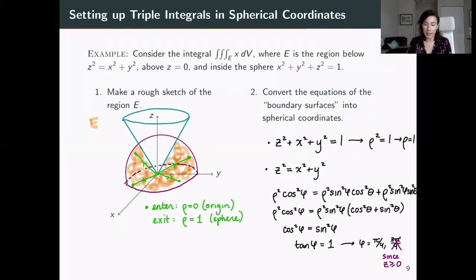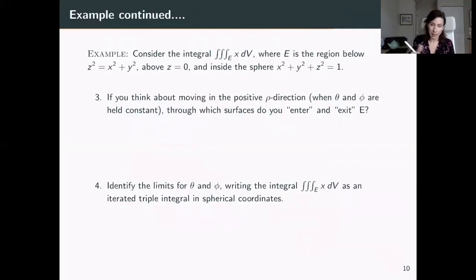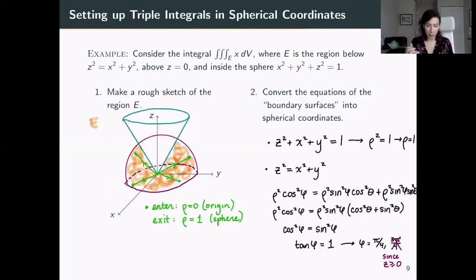We now know that, moving back to this slide, we are going to enter through our rho equal to 0, and we're going to exit through our rho equal to 1. Now we need to work through the other variables. So here I was holding my phi and theta constant and changing rho. We need to work with the other variables now.